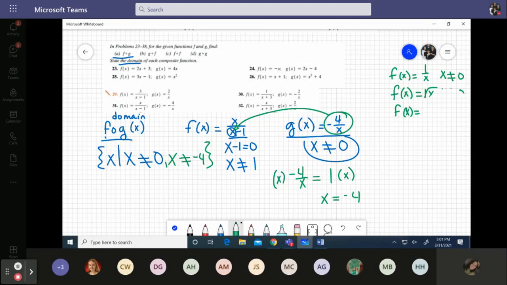Why don't you guys try to get me, we'll use 31 again, and let's see what we get for the domain of g of f of x.